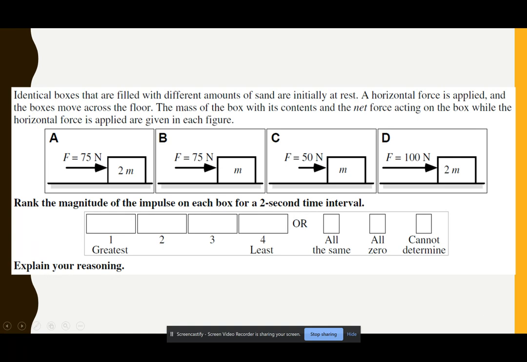So identical boxes that are filled with different amounts of sand are initially at rest. A horizontal force is applied and the box moves across the floor. The mass of the box with its content and the net force acting on the box while the horizontal force is applying is given in each figure. Rank the magnitude of the impulse on each box for a 2-second time interval. So your impulse equation is force times time. That's what impulse is. So do you see mass in that equation at all?